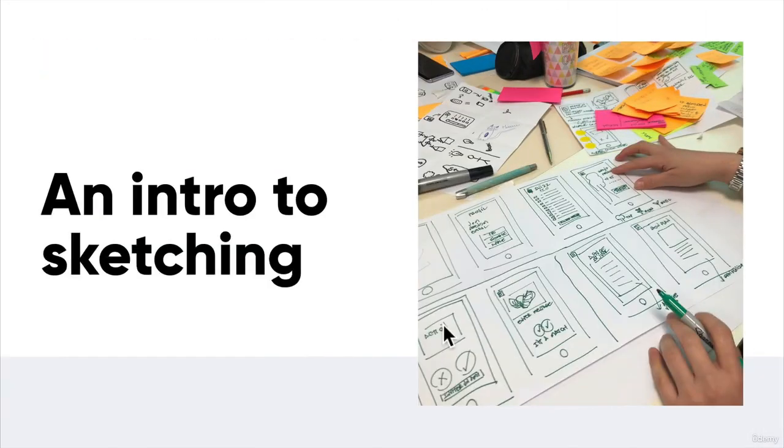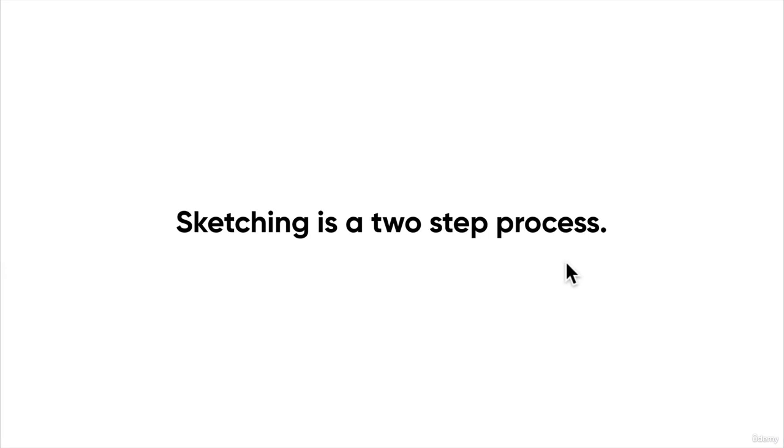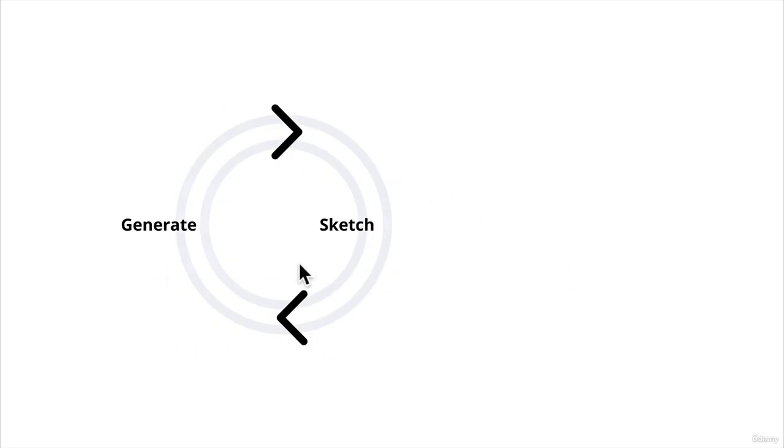We're going to start with an intro to sketching. So sketching is a two-step process. It's very important to remember. Designers consider their options and then proceed to work out those details. That first step is called idea generation.